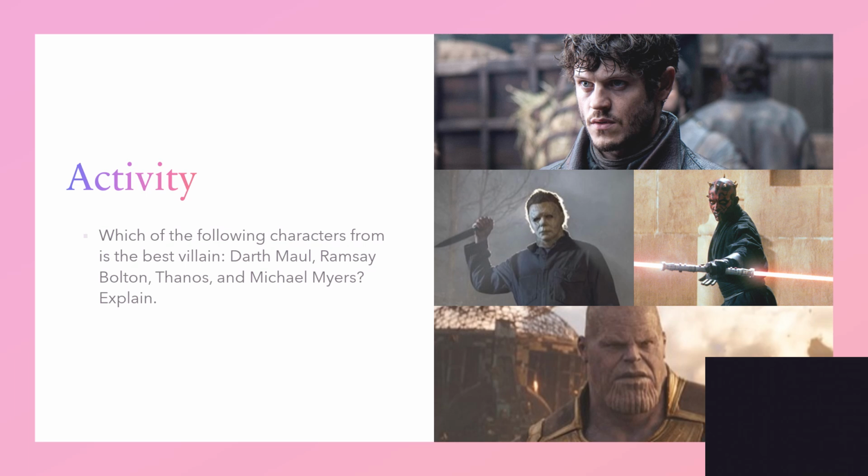Explain. So, for those that don't know, this here is Ramsay Bolton. He's from Game of Thrones. This here is Michael Myers from Halloween. This is Darth Maul from Star Wars, and then this is Thanos here from the Avengers movies. So, we have this question, and we're going to go step by step through how to answer this question so we get full credit.